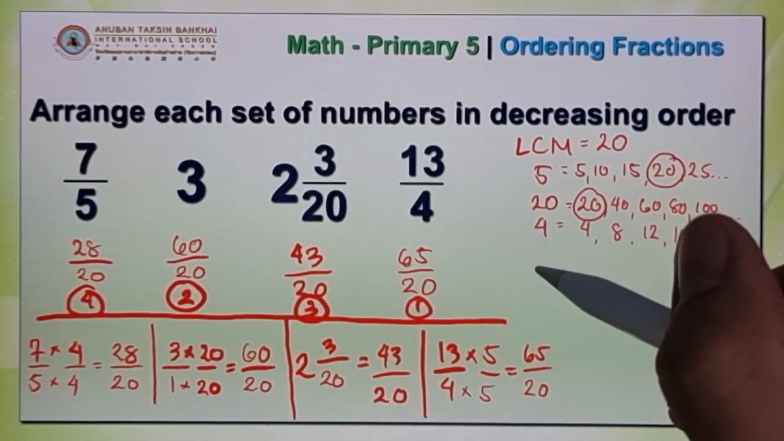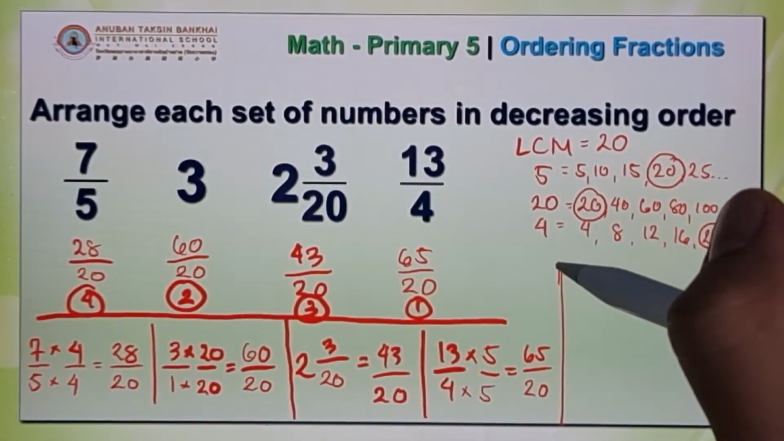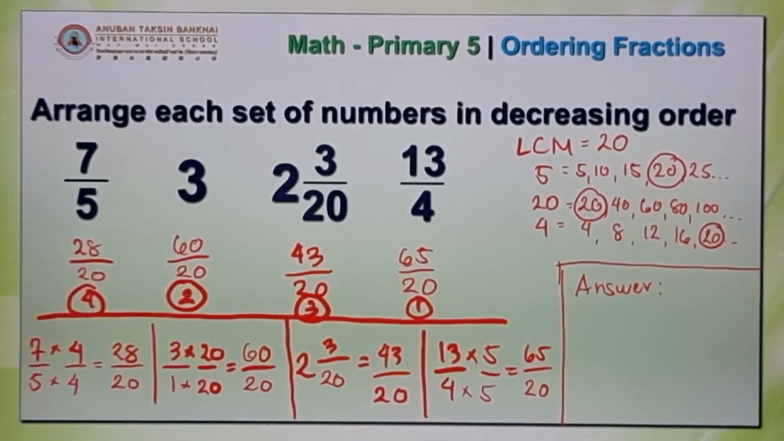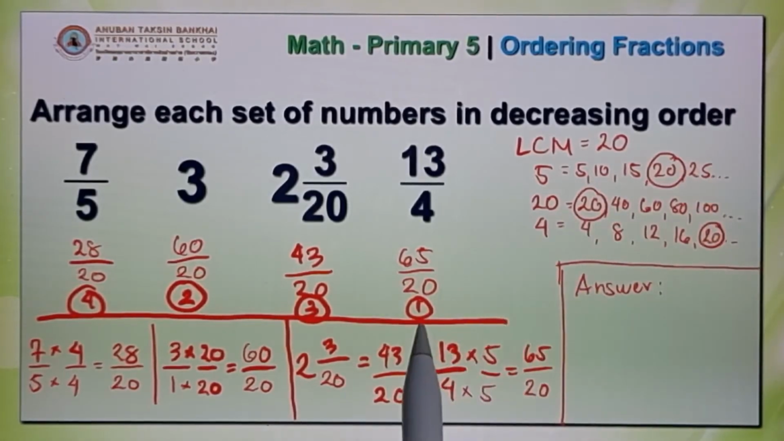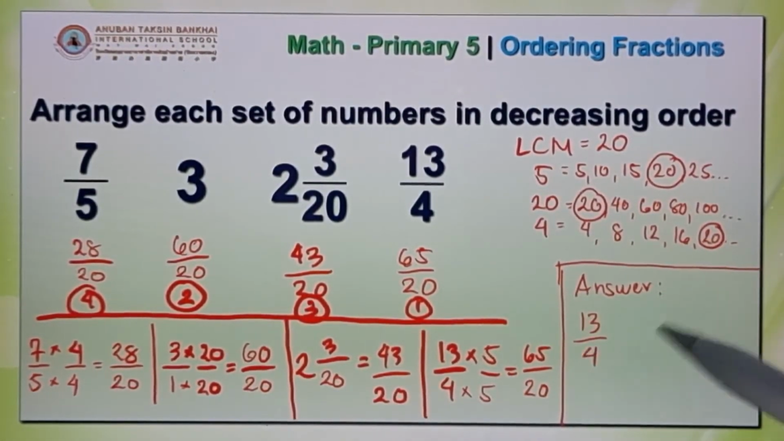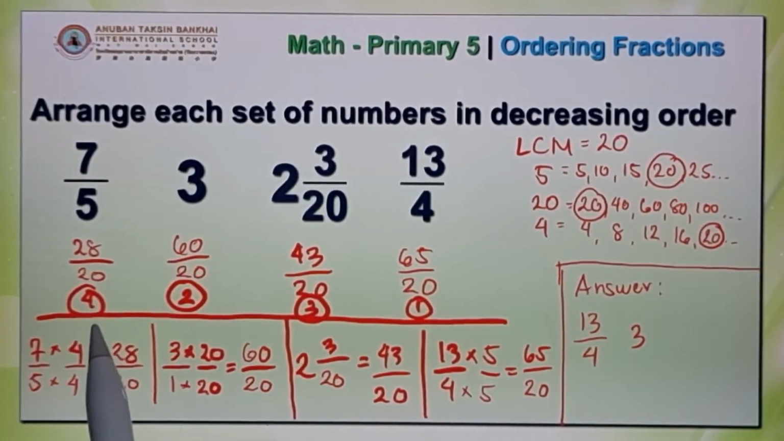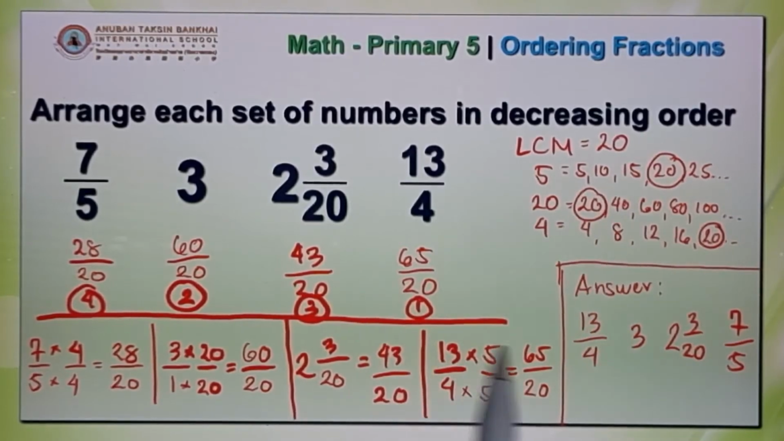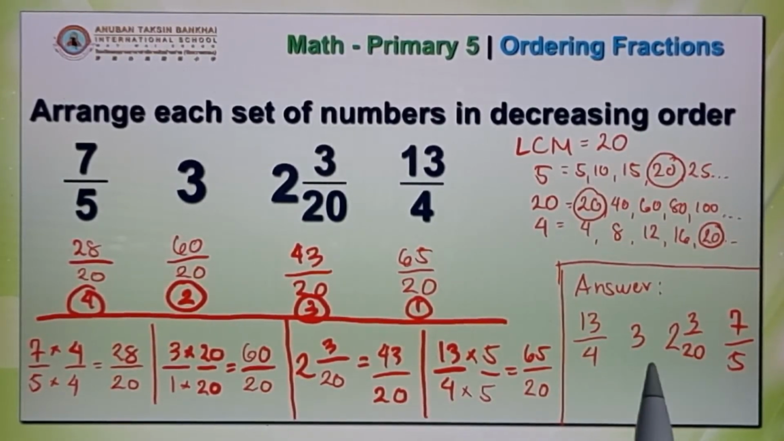So if we're going to write, okay, let's just have here a small box. If we're going to write our answer, what is our answer? We have the first one, this one, 13 over 4. We have number 2, so we have 3. Next, we have 2 and 3 over 20. And then the last one, we have 7 over 5. So decreasing order, this will be our answer.